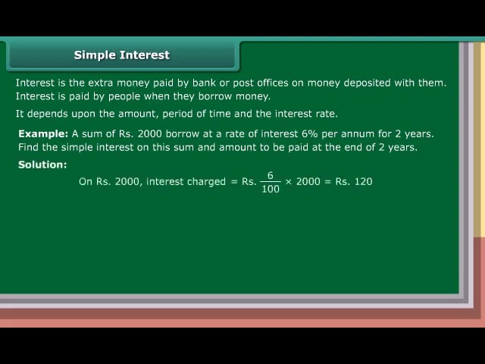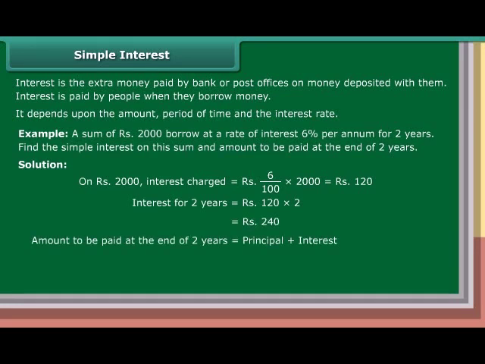Solution. On rupees 2000, interest charged is equal to 6 upon 100 into 2000 is equal to rupees 120. Interest for 2 years is equal to rupees 120 into 2 is equal to rupees 240. Amount to be paid at the end of 2 years is equal to principal plus interest, which is equal to rupees 2000 plus 240 is equal to rupees 2240.